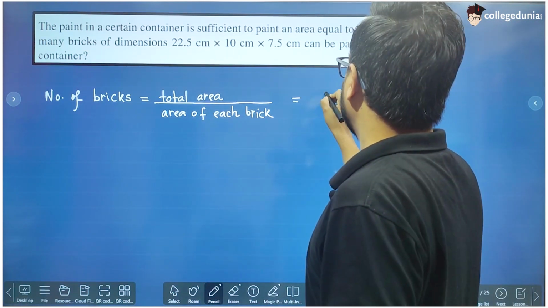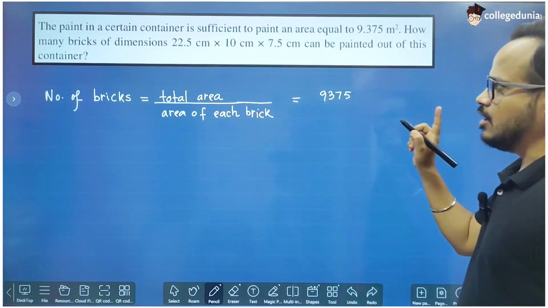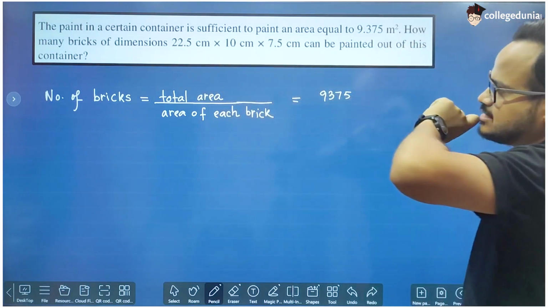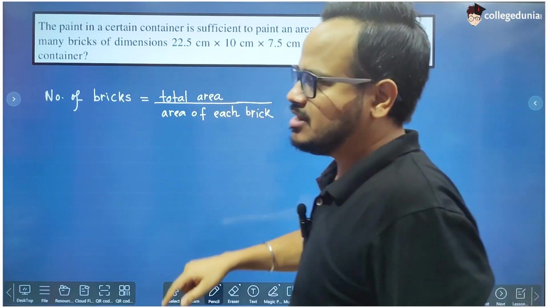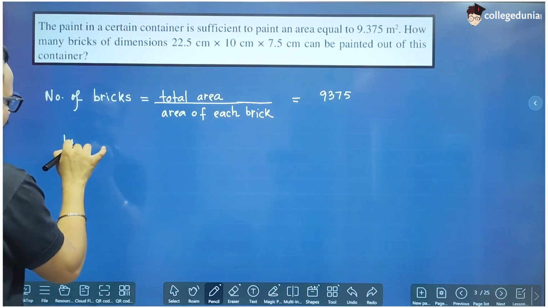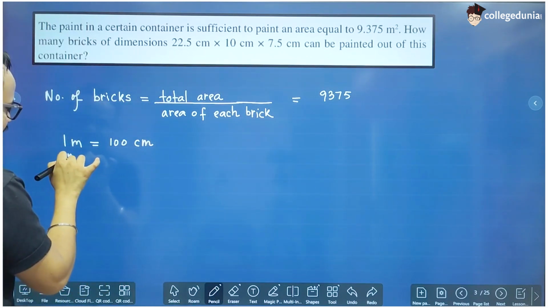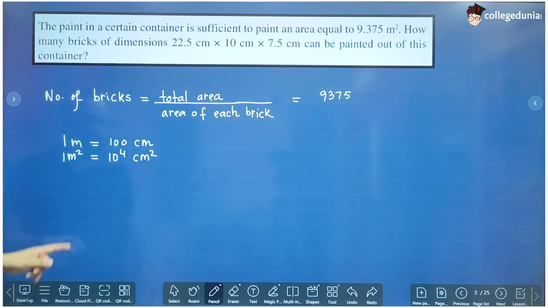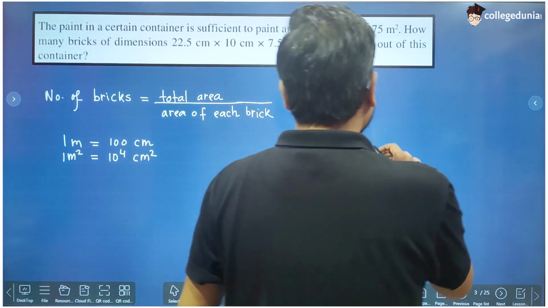So total area is 9375 in meter square. Now you have to consider this area is in meter square, but these dimensions are in centimeter. So either we can convert this area into centimeter square or these dimensions into meter. Let's convert this area into centimeter square. 1 meter is 100 centimeter. So if we square both sides, 1 meter square is 10 raised to power 4 centimeter square. So to convert meter square into centimeter square, we have to multiply with 10 raised to power 4.